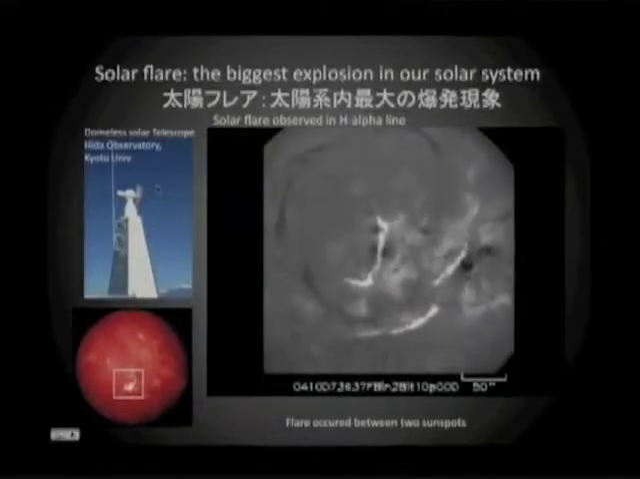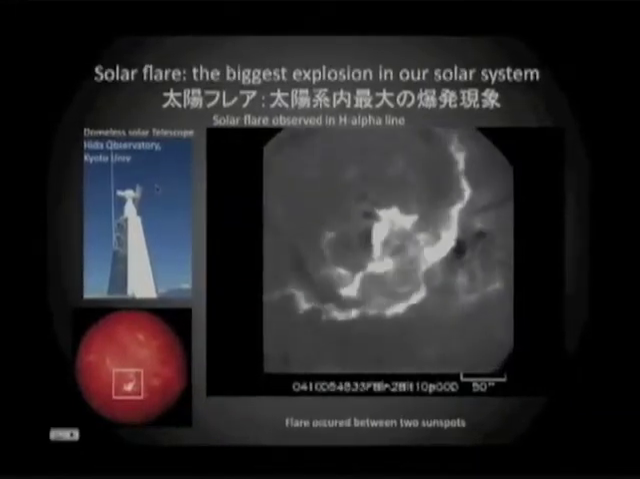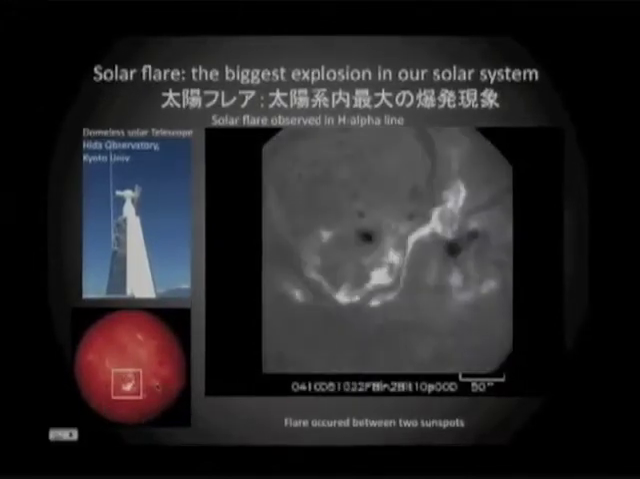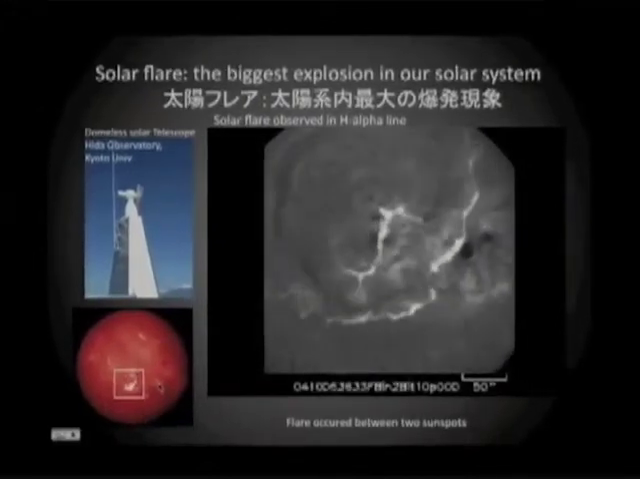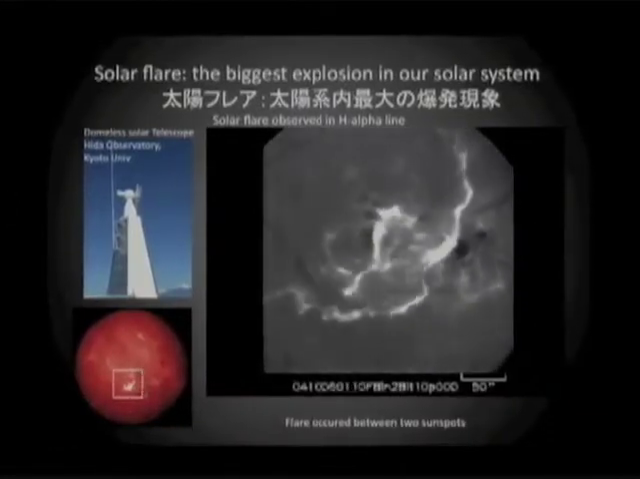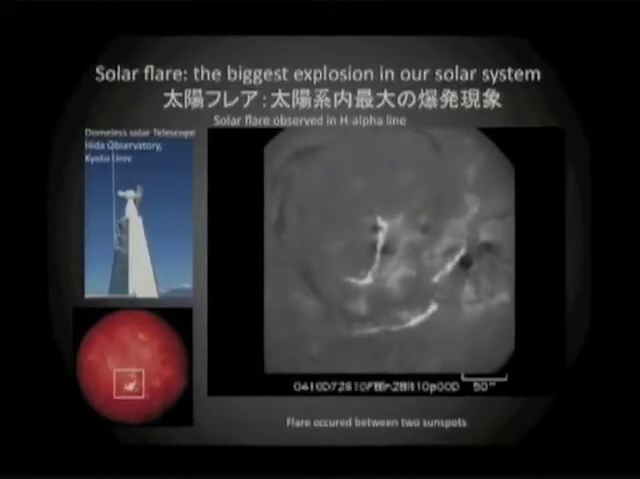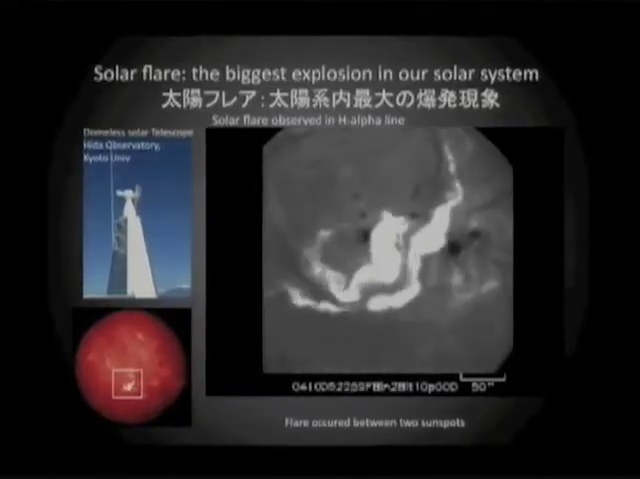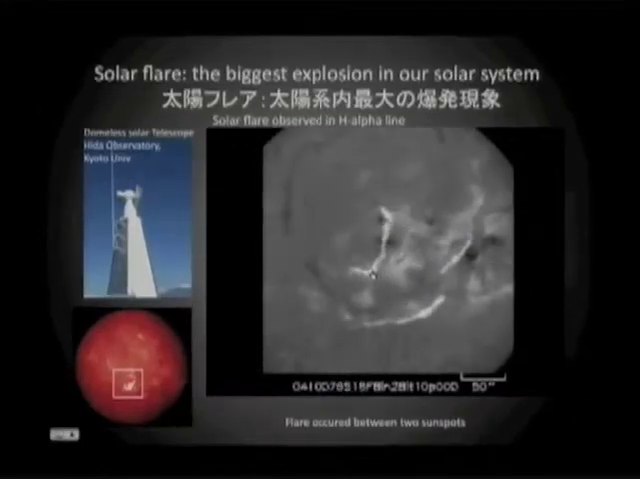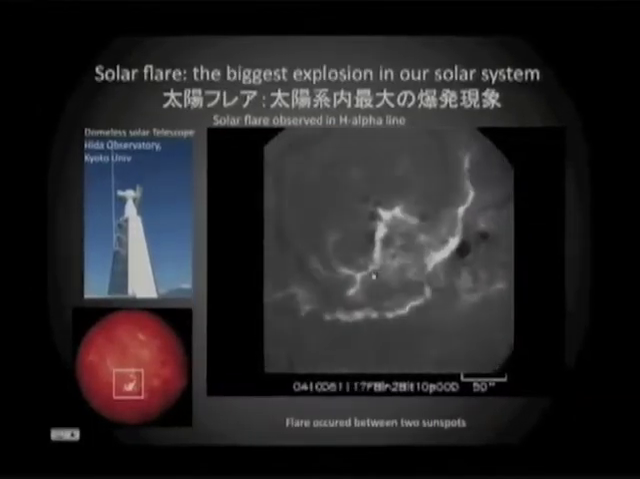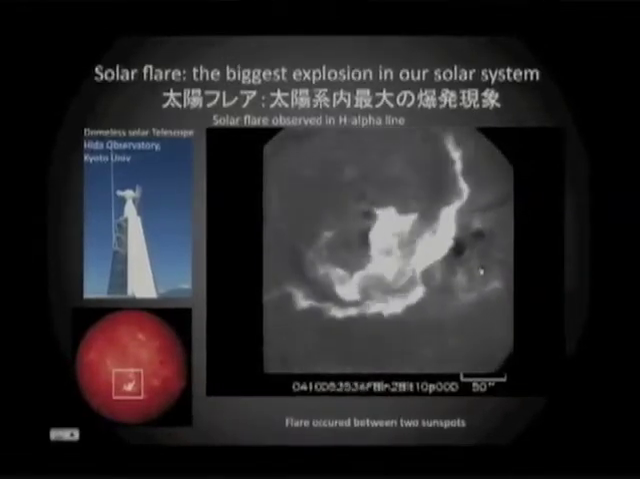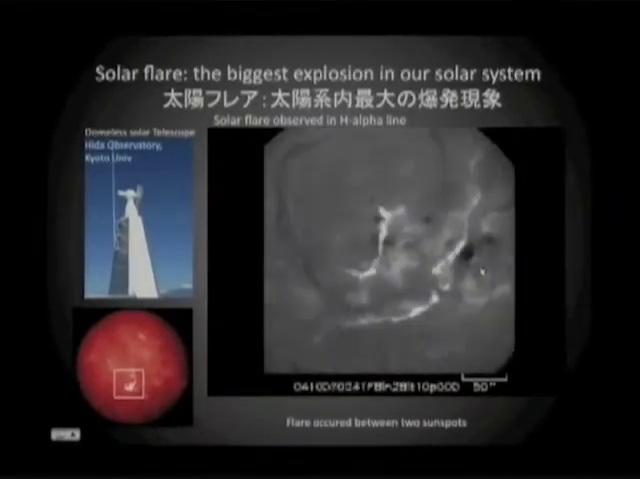I'd like to give you a more close-up view of the sun. This was taken with the Hida Observatory of Kyoto University, in H-alpha, and you can see some kind of color layer. This is a flare location. We are showing a more zoomed-up view of the flare on the right-hand side. There are two spots, and in between there is a phenomenon of explosion.